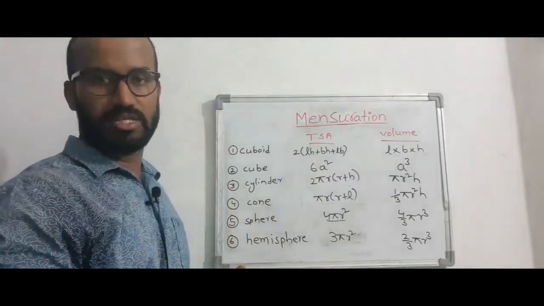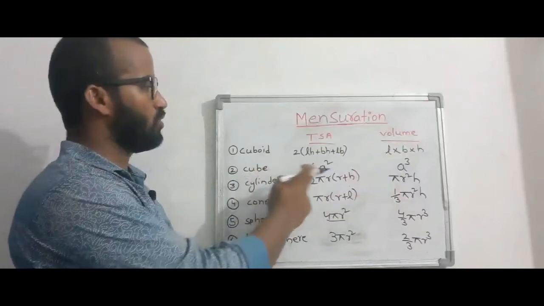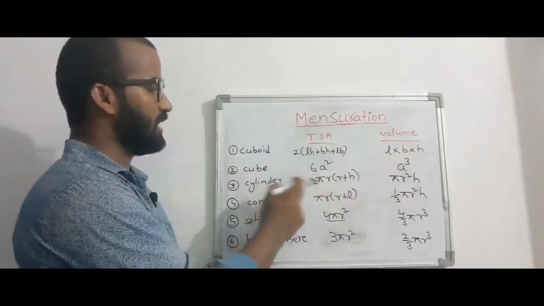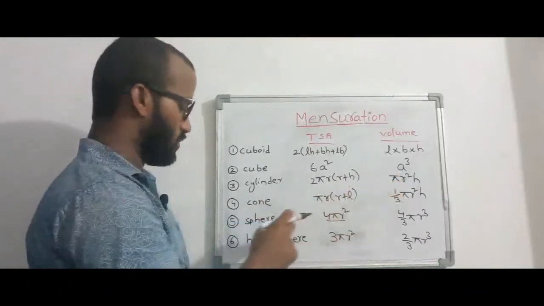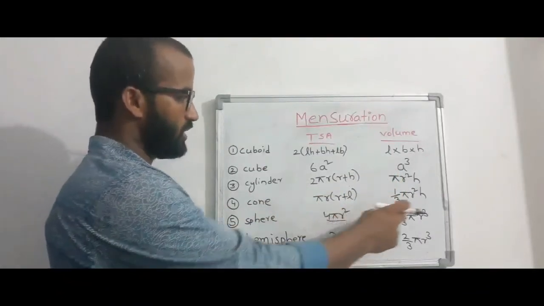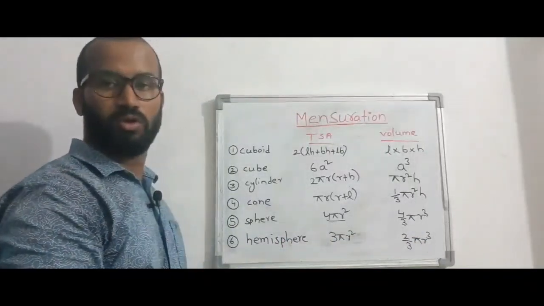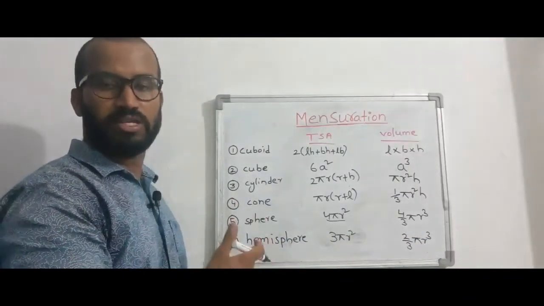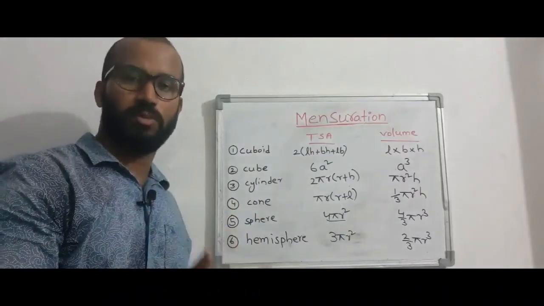This is what today we discussed. For cuboid, total surface area, volume. For cube, total surface area, volume. For cylinder, total surface area, volume. For cone, total surface area, volume. For sphere, total surface area, volume. For hemisphere, total surface area, volume. Okay? This is what we discussed today. In part 3, I am going to solve problems.